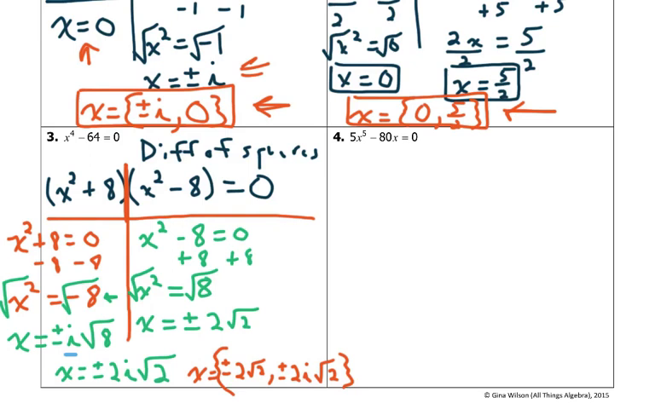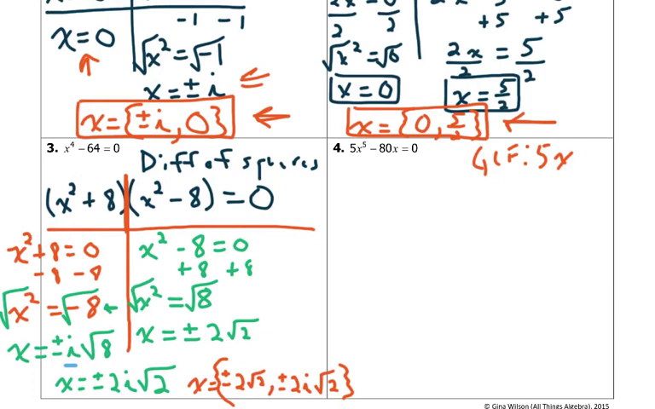Do we have a GCF? Yes, we do. The GCF is 5x, and we're going to put that outside of parentheses. Inside of the parentheses, we have x to the fourth minus 16 equals 0. Again, we didn't have to move anything to the left side. Our original problem was already equal to 0, so that saves us a step.